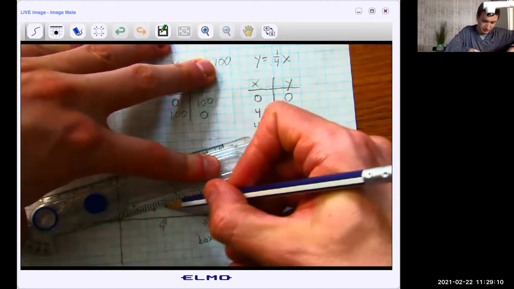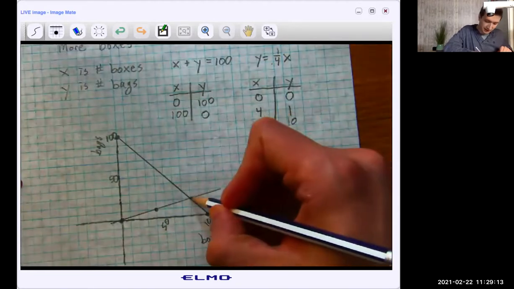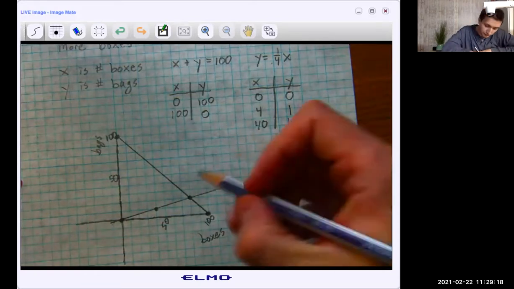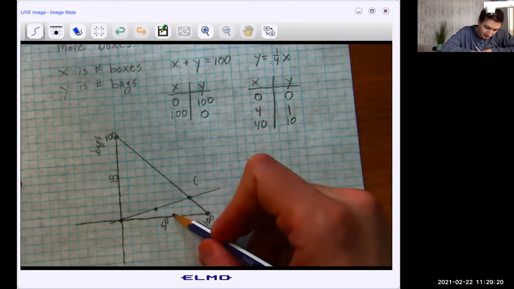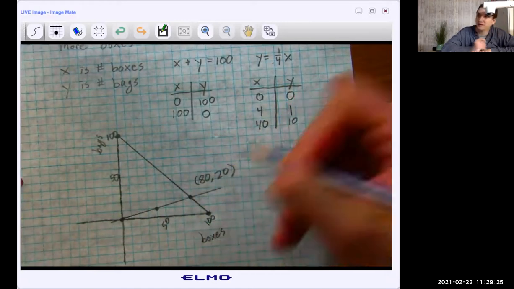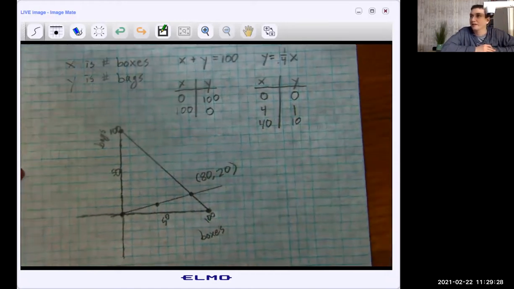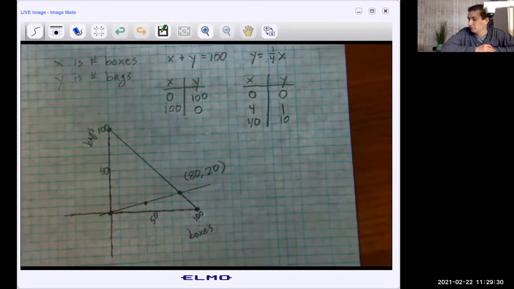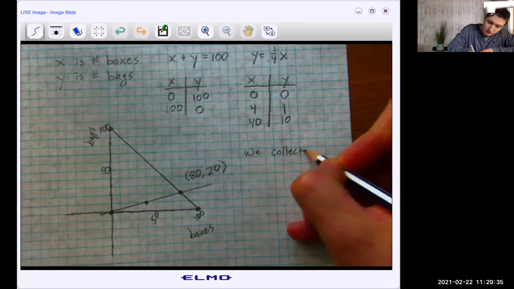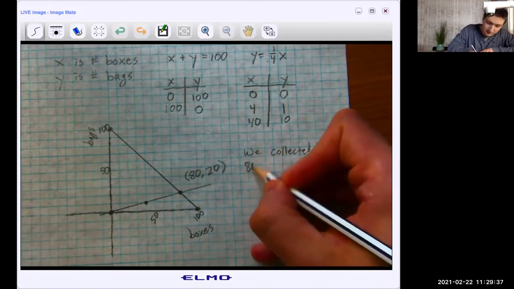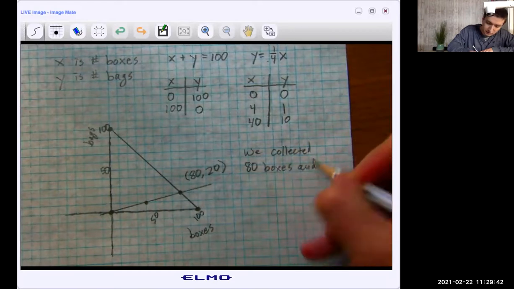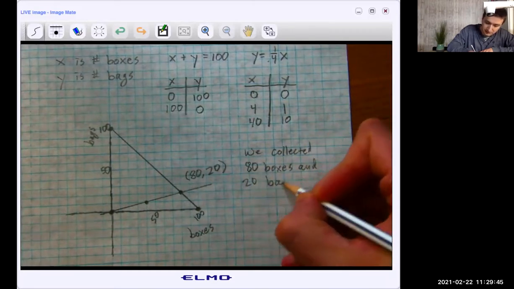Now here's a tip. Make sure you draw your lines nice and long so they extend out and you can see where they actually meet. And then the x would be, let's see, 60, 70, 80. And the y is 20. That's how I got to my answer. So we collected 80 boxes and 20 bags.